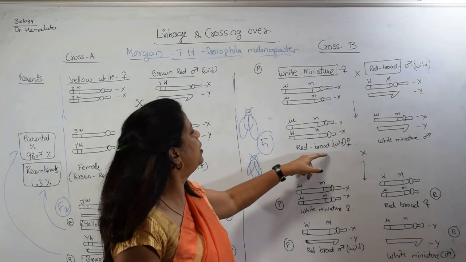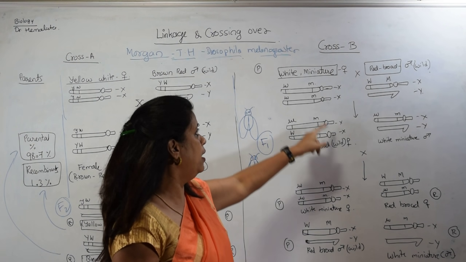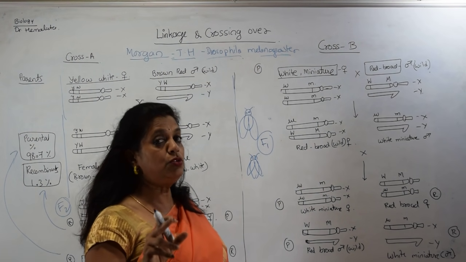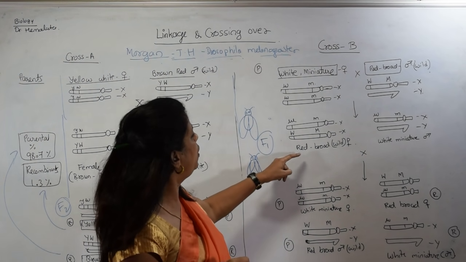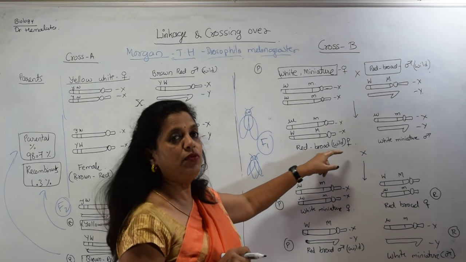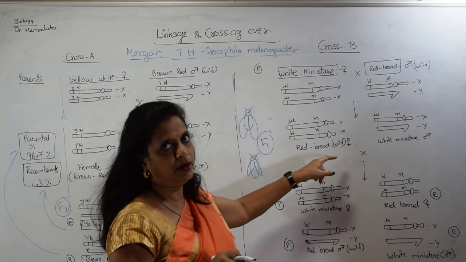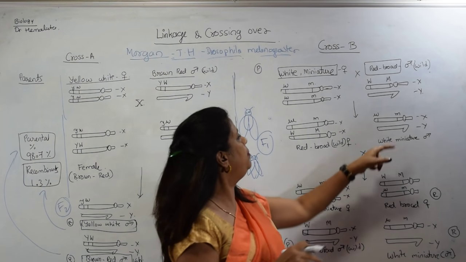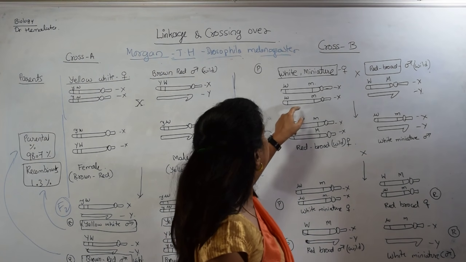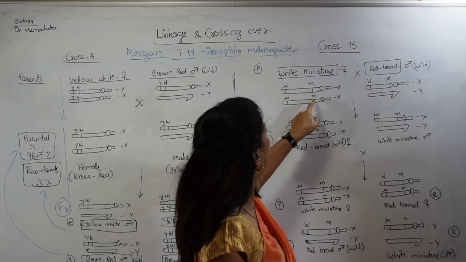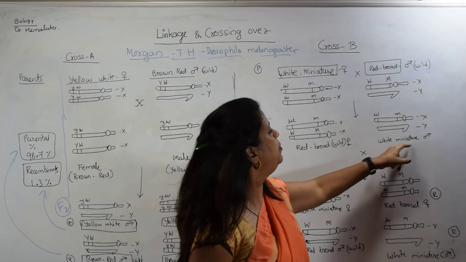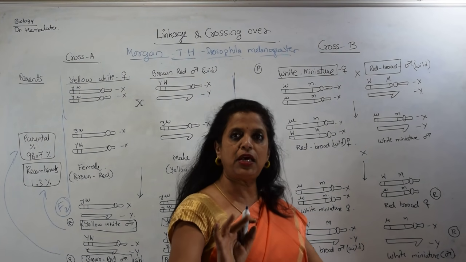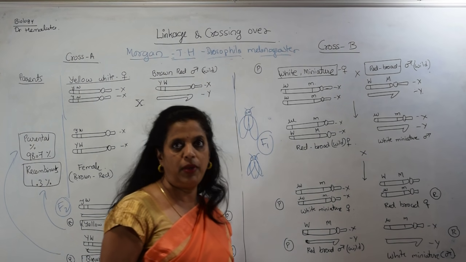This is a red-eyed, broad-winged female. Actually, the female parent you have taken is only white-eyed with miniature wings. But now we have got red and broad, which is the wild character, in females. Now another male that you have got is this small w small m with the Y chromosome. This is again a white and miniature male. White and miniature males were not there before. This is also a new recombinant.